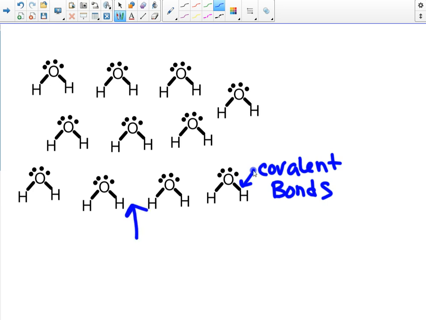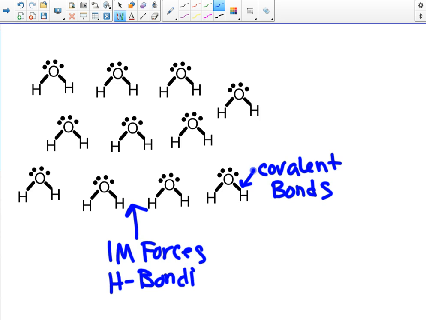The thing holding one water molecule to another are intermolecular forces. And for water, we're going to learn this is a special intermolecular force called hydrogen bonding. And hydrogen bonding is a lot weaker than covalent bonds. It doesn't take that much to melt ice.